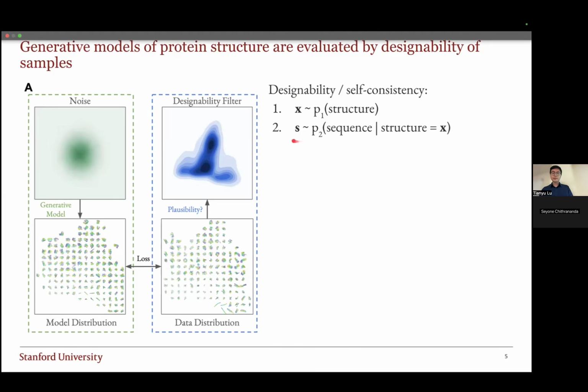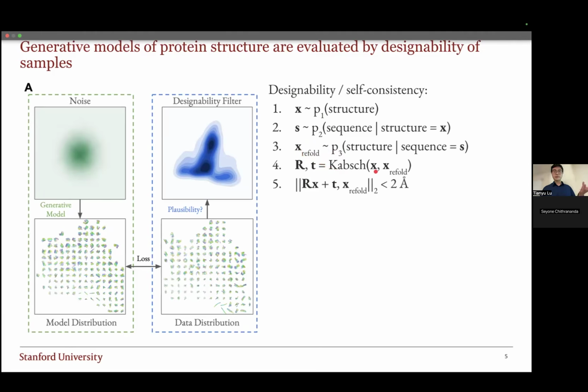So you draw a sample from P2, which is a model of your sequence conditioned on structures. Finally, you invert this. You take your sequence and refold it into this X refold term. In practice, P1 could be RFdiffusion, P2 could be ProteinMPNN, and P3 could be ESMFold or AlphaFold. Then you determine a global optimal alignment of your refolded structure with your initial structure X.